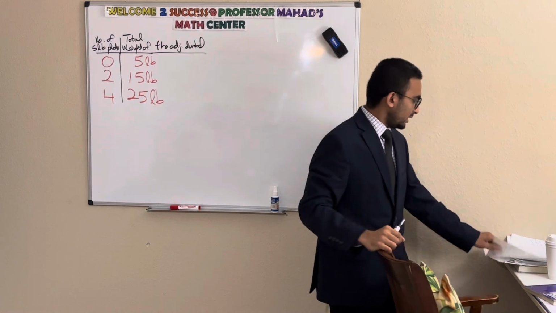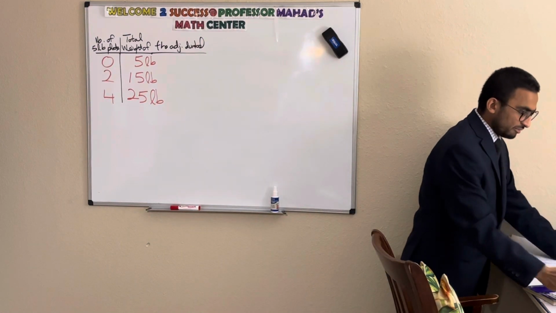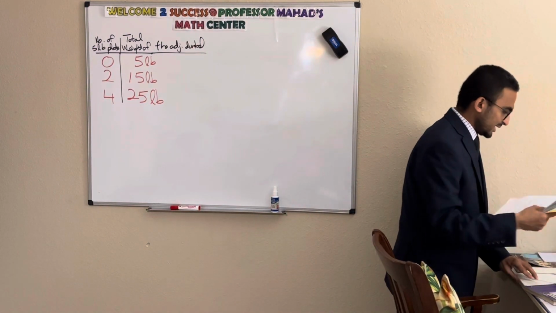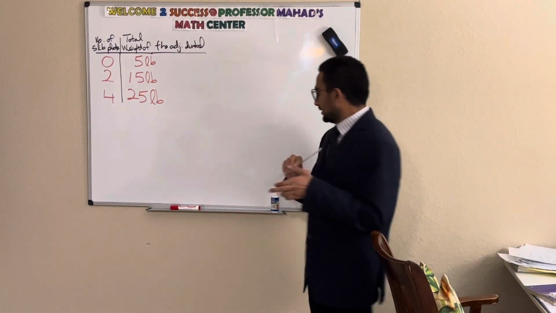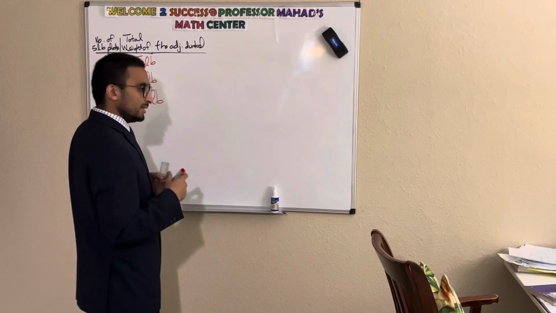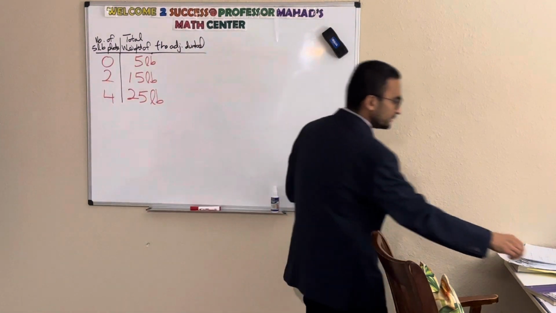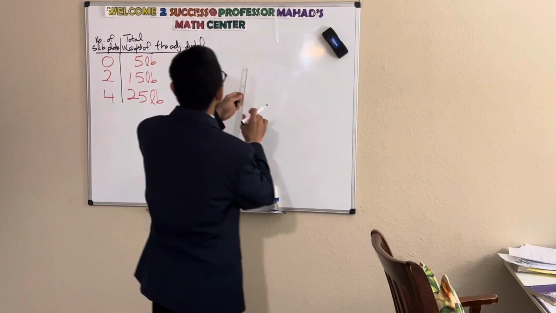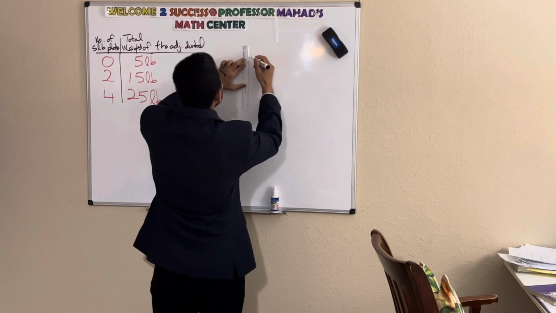If I were to plot this, I want to make it a clean, neat graph. Let me find a scale. Oh, here you are. Let's plot it in black. So I have the y-axis.